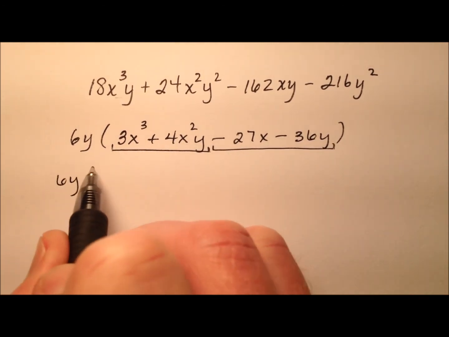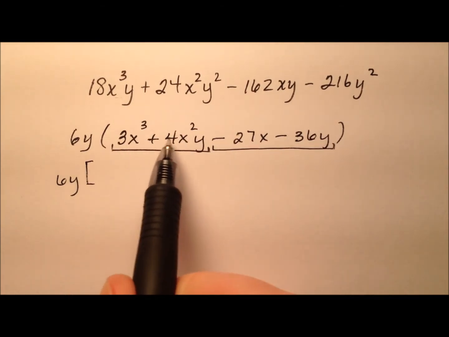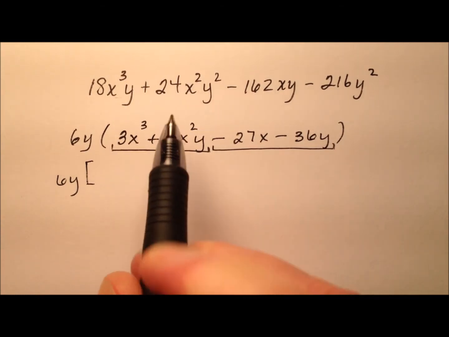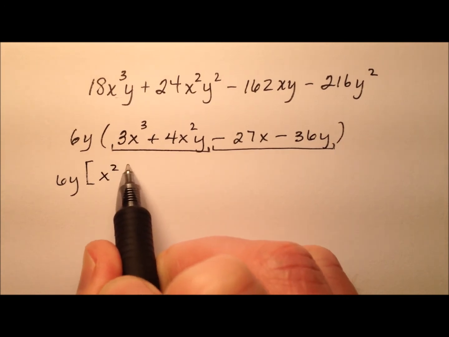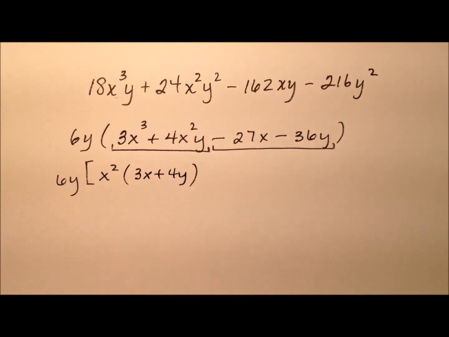So our 6y is just going to keep coming along for the ride. So let's go ahead and look at this for grouping. So the first pair looks like an x squared I can pull out. And when I do that, I'll have 3x plus 4y.